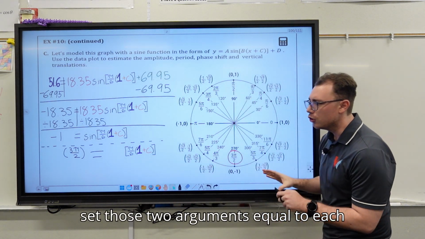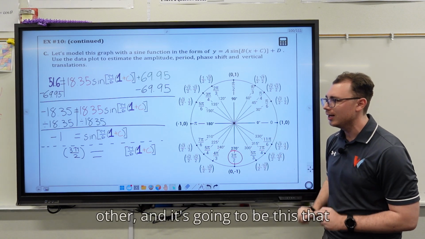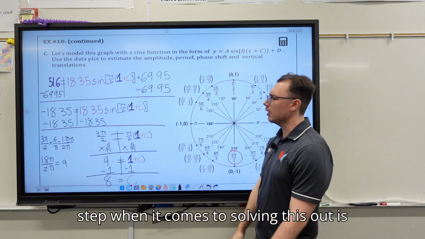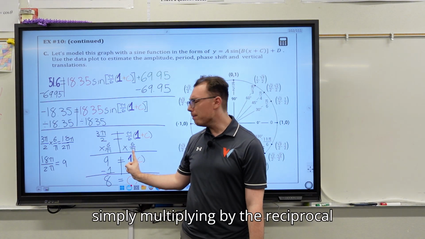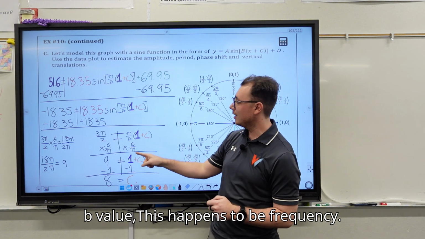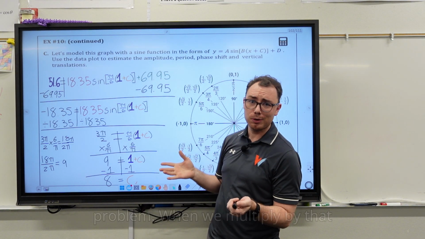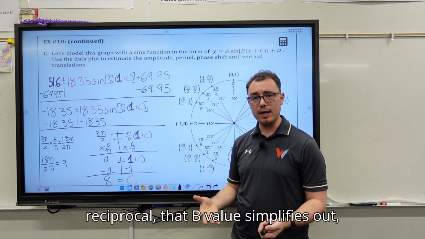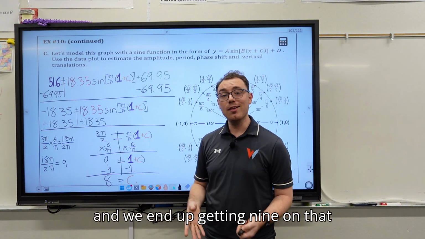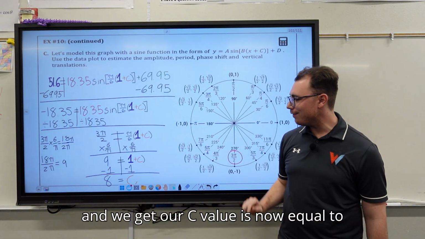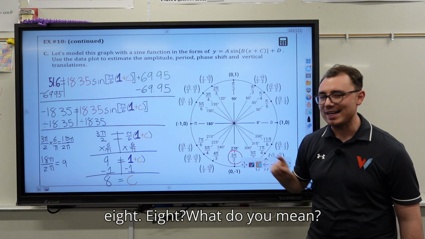We now set those two arguments equal to each other, and it's going to be this that we're going to solve for. That very first step when it comes to solving this out is simply multiplying by the reciprocal b value. This happens to be frequency. It's not really relevant for this problem. When we multiply by that reciprocal, that b value simplifies out, and we end up getting 9 on that left-hand side. Now we just subtract 1, and we get our c value is now equal to 8.